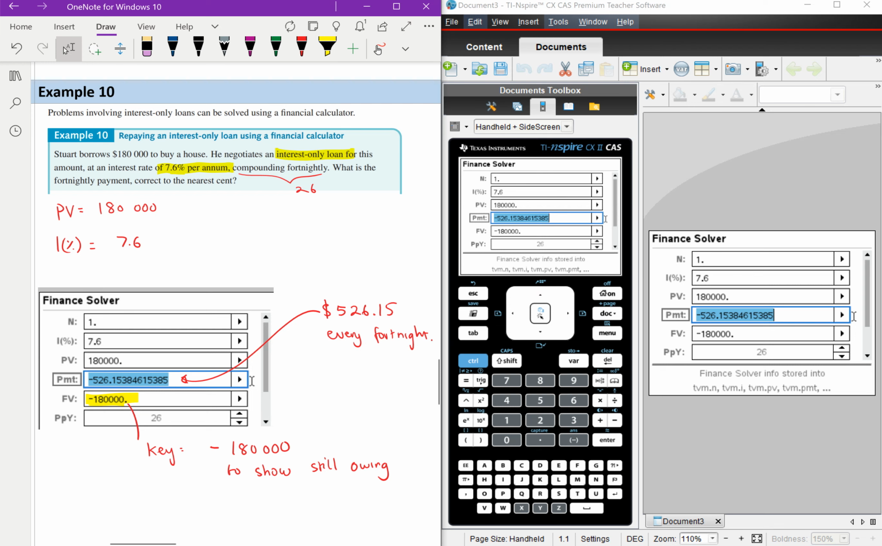I often forget PPY, which is one of the more important parts, especially when it says compounding fortnightly or compounding daily or monthly. That's what you should be looking at. Okay.